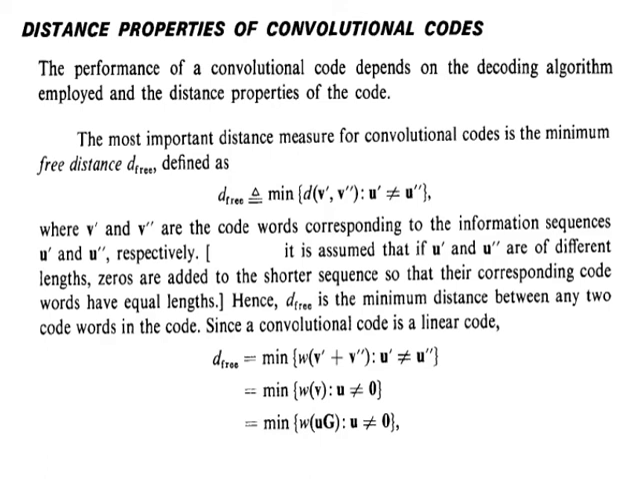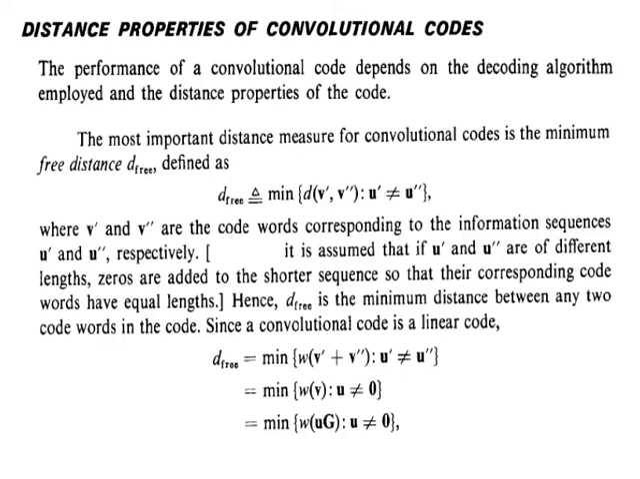So, if you have two code words corresponding to two different messages, then the distance between those two code words, that is, the minimum distance between any two code words in a set of code words, is called d free or the minimum free distance, and that is the most important measure of a convolutional code. Then we can see that a convolutional code is a linear code.